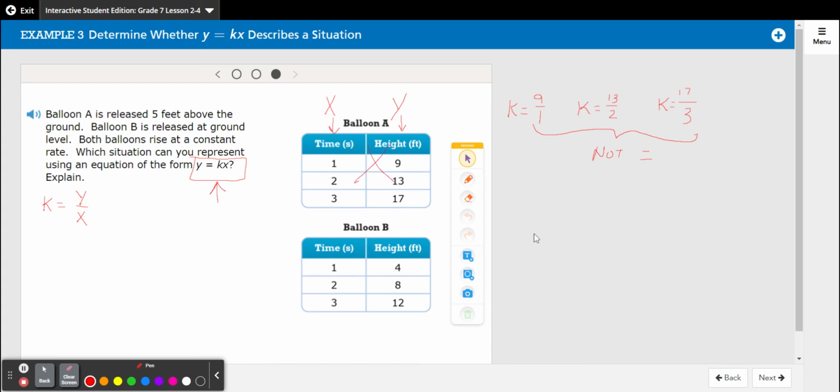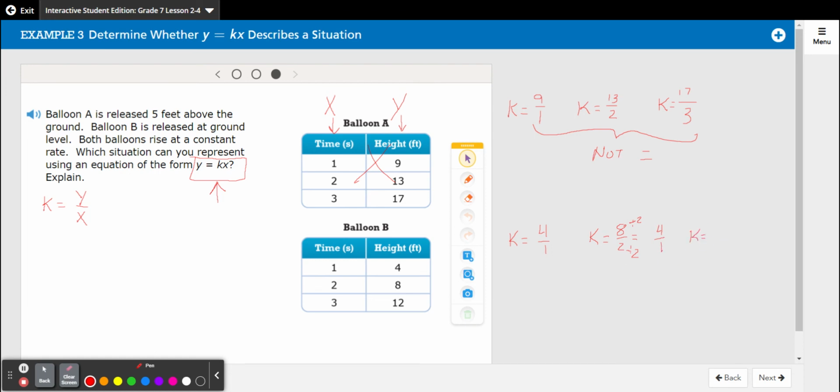But let's check balloon B. Balloon B, if we want to find our k value here, we would use 4 divided by 1, and that's just 4 over 1. The second k value would be 8 over 2. That simplifies. I can divide the top by 2 and the bottom divided by 2, and we end up with 4 over 1. Well, these are the same, so looking good so far.